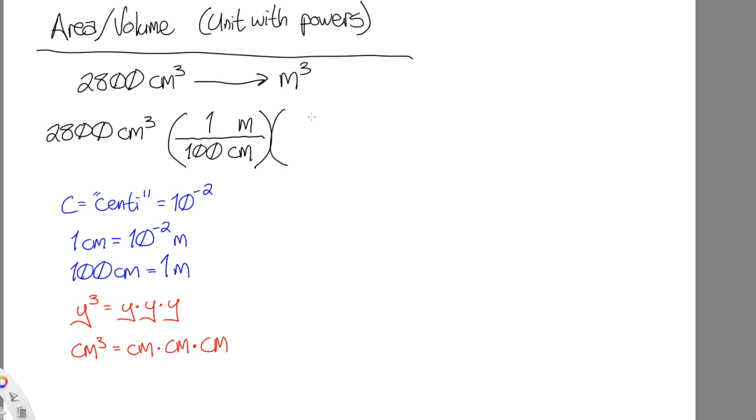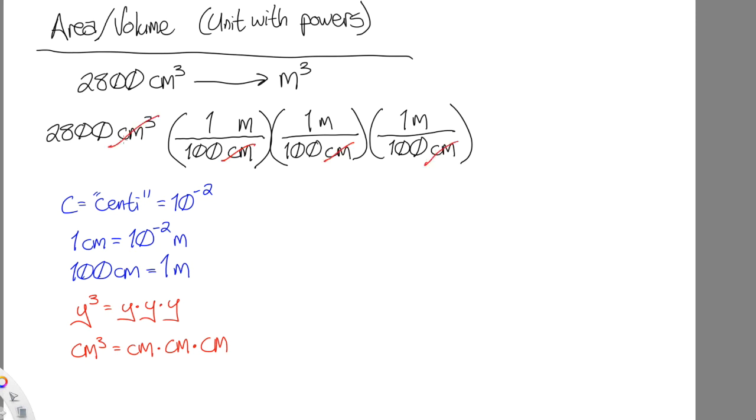Since our unit is cubed, we can just do this conversion factor 3 times. So each time it's the same conversion factor, 1 meter equals 100 centimeters. And now we have centimeters times centimeters times centimeters in the denominator, which cancels out with centimeters cubed in the numerator. So now what we have left is meters times meters times meters, or meters cubed, and that's what we want.